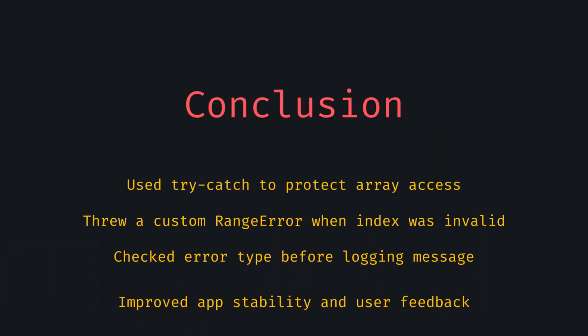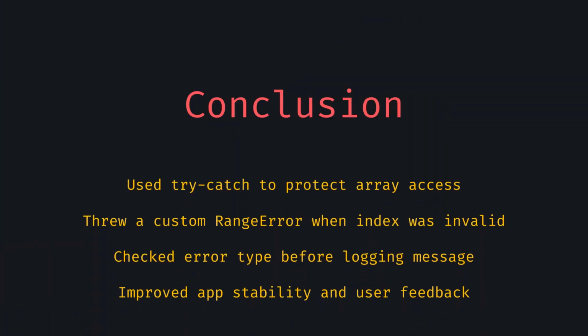To wrap up, we've accessed an array using a try-catch block. When an index was out of bounds, we threw a range error to stop bad access. We then handled the error with a helpful message for the user.